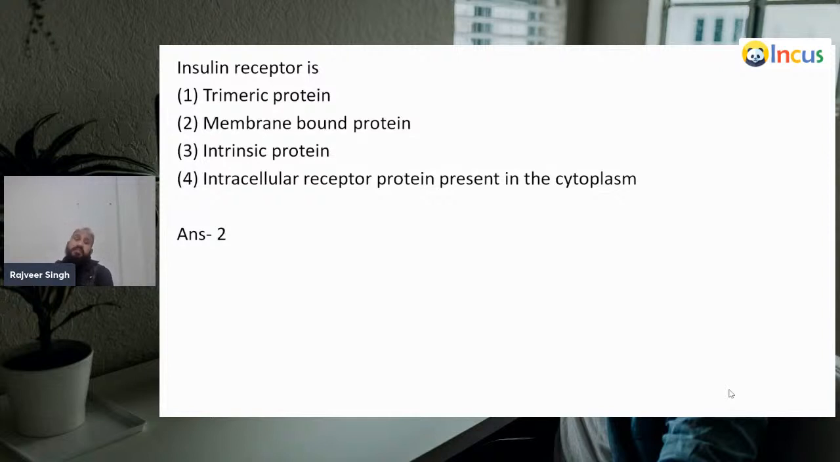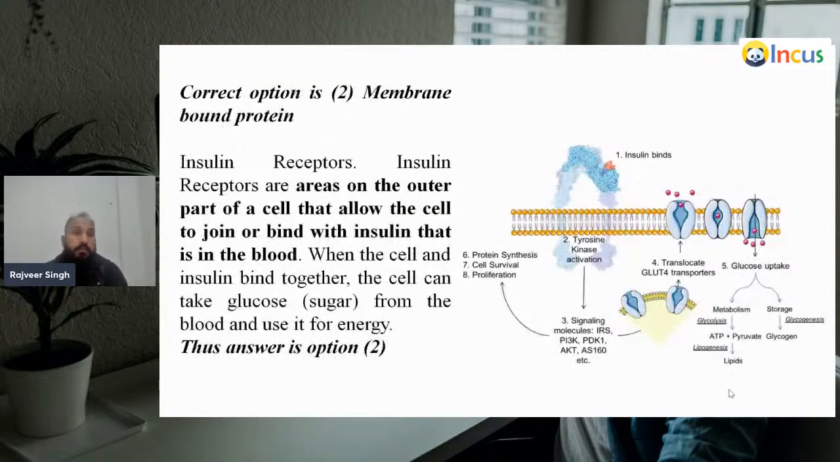Next, the insulin receptor is what? Trimeric protein, membrane bound protein, intrinsic protein, or intracellular receptor protein present in the cytoplasm. Yes, among them, the answer will be the second, membrane bound protein, because insulin receptors are an area on the outer part of the cell that allows the cell to join or bind with the insulin that is in the blood.